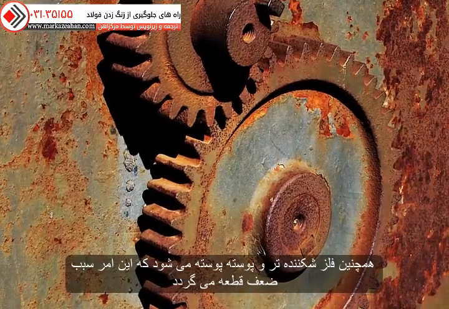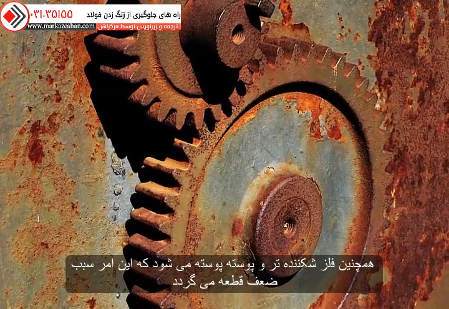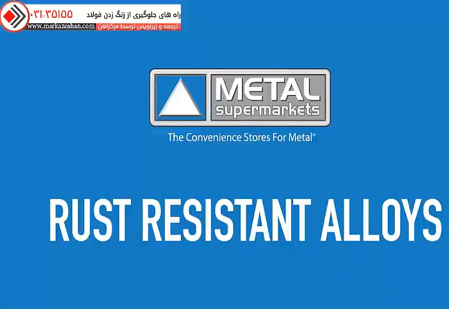Rust buildup causes metal to expand, which can put a lot of stress on the structure. The metal will also become more brittle and flaky, making it much weaker. Rust is also very porous, so underneath a layer of rust, the metal can still corrode as water and air penetrate the outer layer.